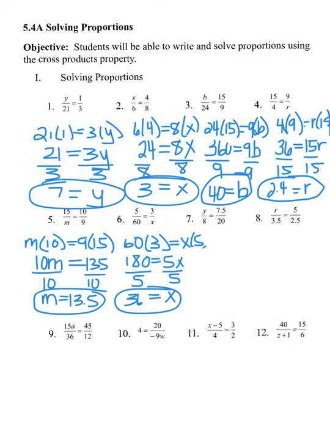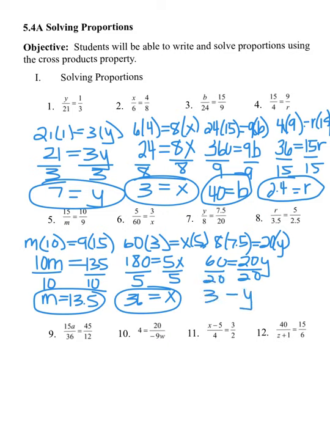Number 7, bottom to top, I'm going to multiply 8 times 7.5, and I'm going to multiply 20 times y. 8 times 7.5 is 60. 20 times y is 20y. I'm going to divide both sides by 20, and y should equal 3.